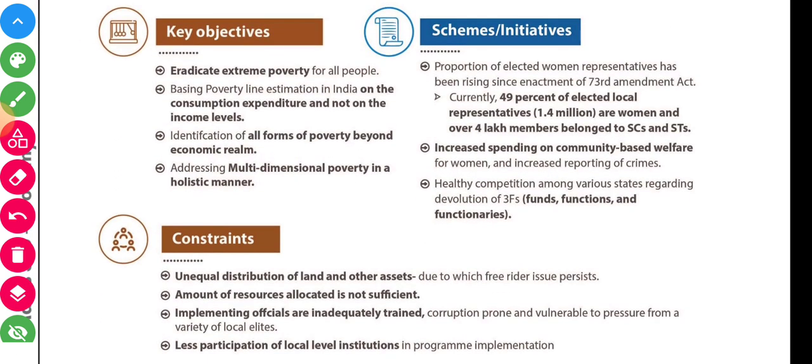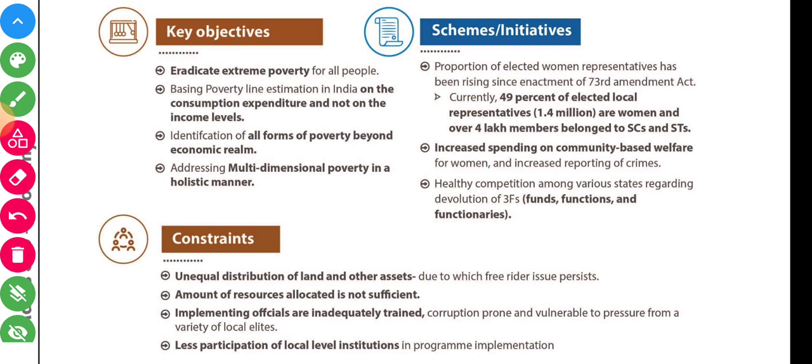Objectives of poverty alleviation: eradicate extreme poverty for all people, poverty line estimation in India based on consumption expenditure and not on the income level. All forms of poverty beyond economic realm should be identified, addressing multidimensional poverty in a holistic manner. These are the objectives.